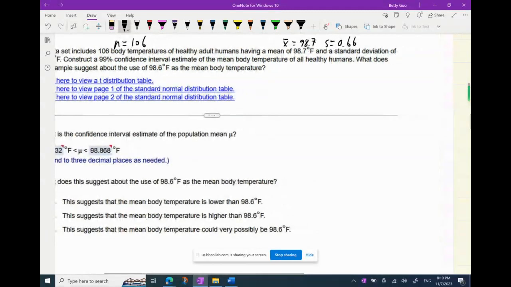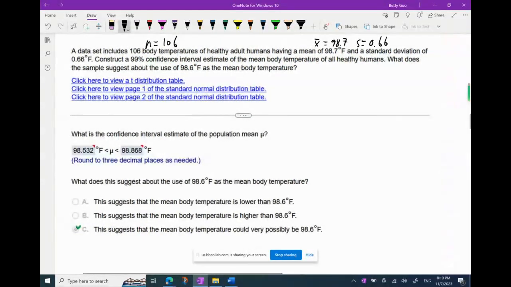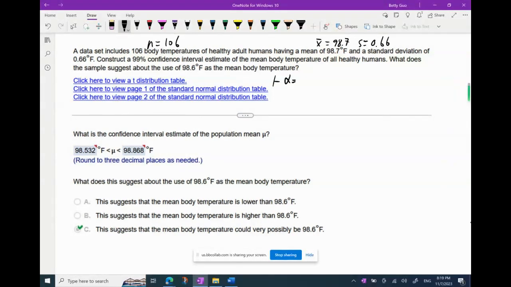Yeah, I like to take notes when I read a question, symbolize the sentences. Having a mean and standard deviation, construct a 99% confidence interval. So 1 minus alpha equals 99%, very high reliability. Estimate of the mean body temperature of all healthy humans. What does the sample suggest about the use of, or we'll do that later. Yeah, let's find the confidence interval, okay?